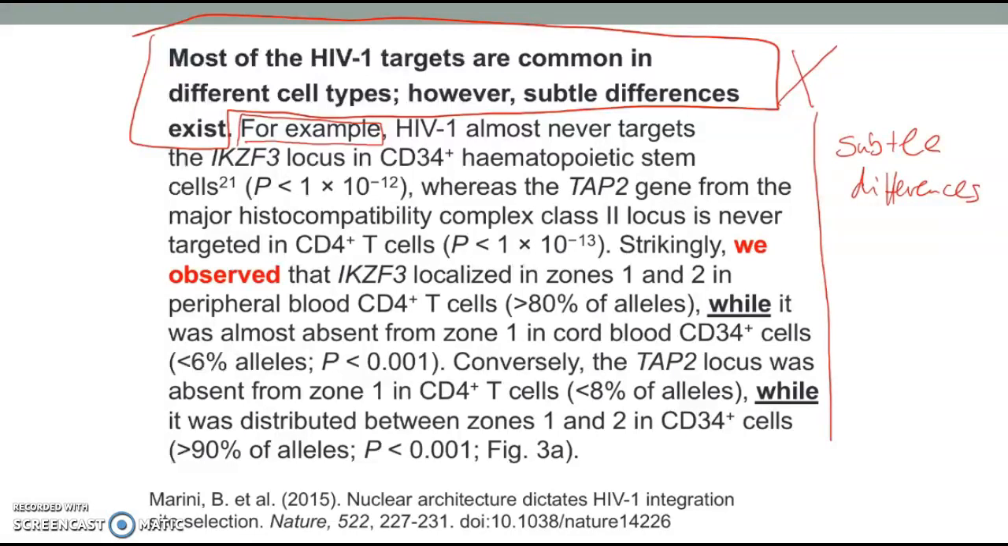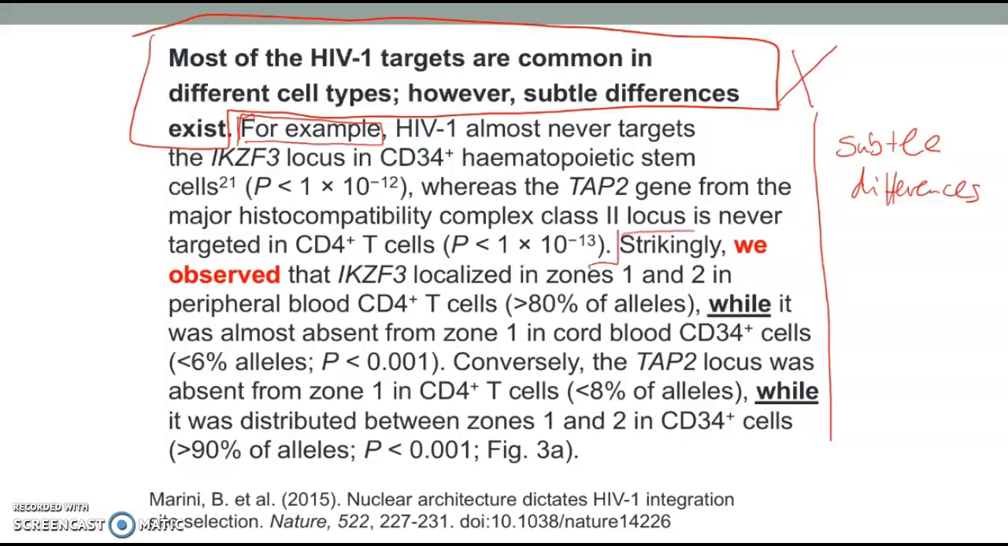So let's continue looking at the second sentence. "For example, HIV-1 almost never targets," and it goes up until here. So it tells me something about HIV-1 and the TAP2 gene. So there are some of these differences that are being explained to us.